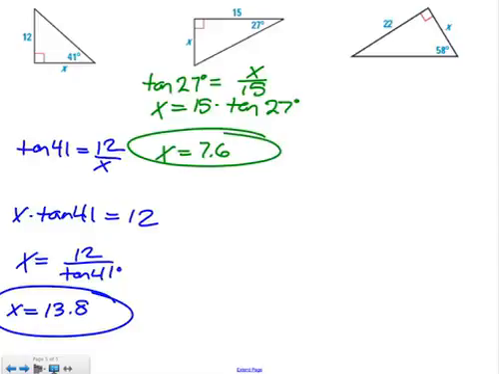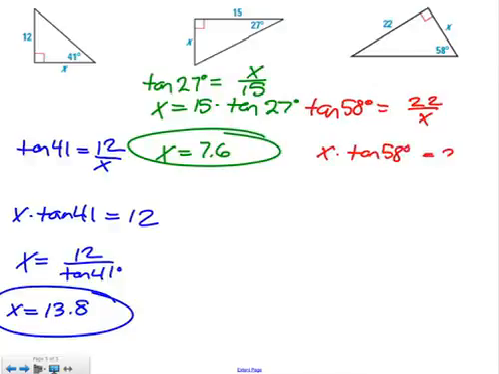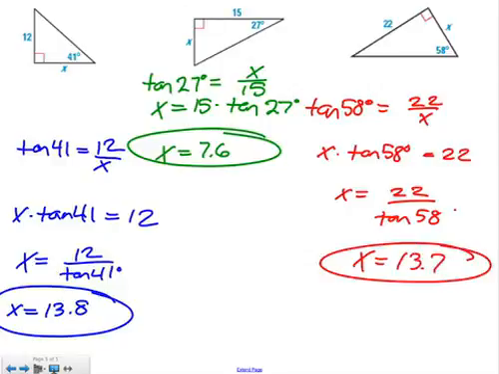Last problem over here. There's plenty of room to work it out. The tangent of 58 degrees will equal 22 over x. Multiply both sides by x, and we'll have x times the tangent of 58 equals 22. Divide both sides by the tangent of 58, and we'll have x equals 22 divided by the tangent of 58 degrees. Put it in our calculator, x will equal 13.7.